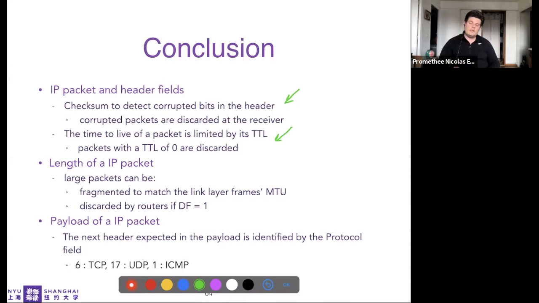So we can have large packets. In that case, we may want to fragment them if the DF equals zero. If it's one, it's going to be discarded. And then each of the fragments will match the size of the MTU on that network. The payload of the packet may be TCP, UDP, or even ICMP.